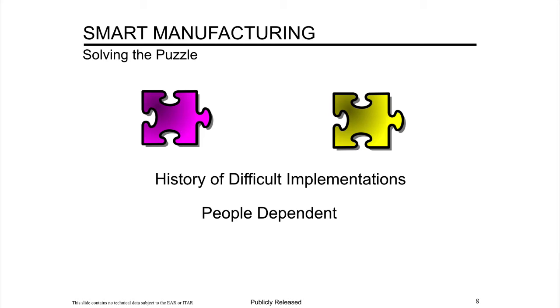Solving the puzzle. So if you look at what I just discussed, what is it that you see that's inherently the same, right? Whether it's technology or process, they both have a history of difficult implementation, right? A history of significant challenges. And they have a history of being very people dependent. So we have significant challenges and they're very people dependent. In your digital transformation journey, if you don't address challenges and people dependency, you're doing it wrong.